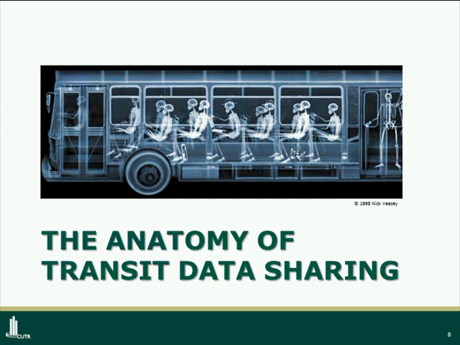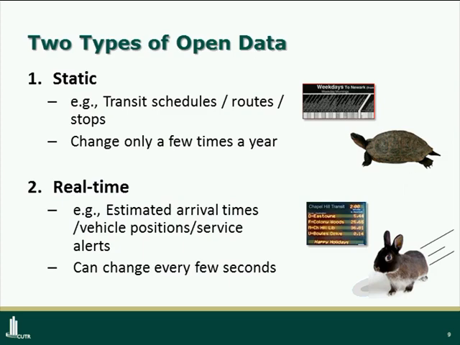So next I'm going to talk about the anatomy of transit data sharing. What do the different types of transit data look like? There are really two types of open transit data. The first is static. These are transit schedules, routes, and stops.